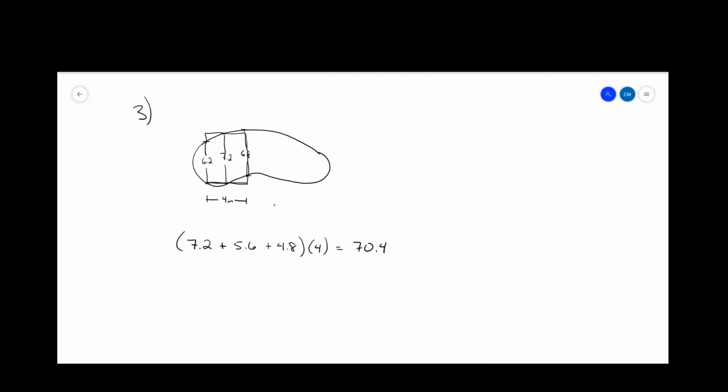That would be square meters would be the units on that. Okay. Any questions on that one? So Michael, it doesn't miss it. It just assumes that the height is going to be 7.2 for that whole 4 meter interval. And then the second one we would assume has a 5.6 meter height all the way for that entire 4 meter interval. You see what I'm doing there?